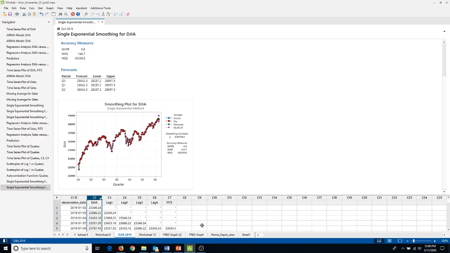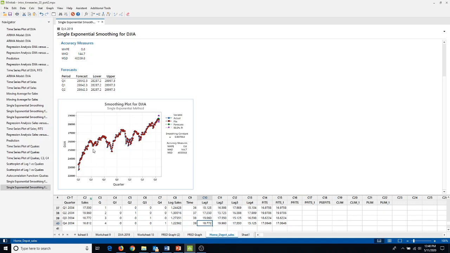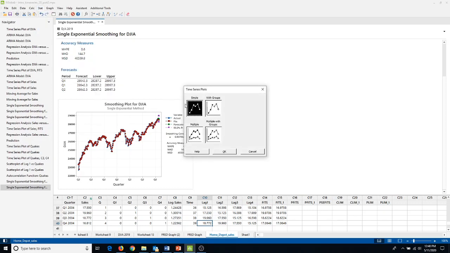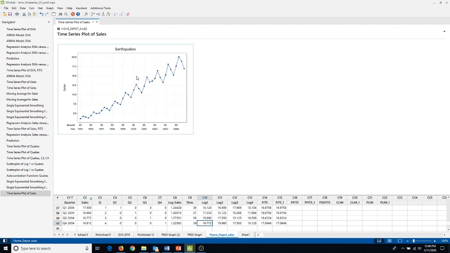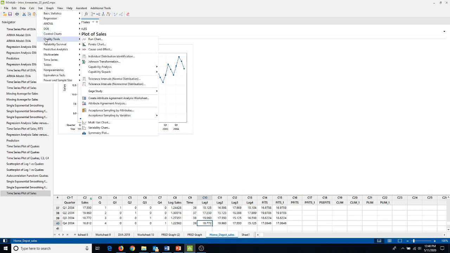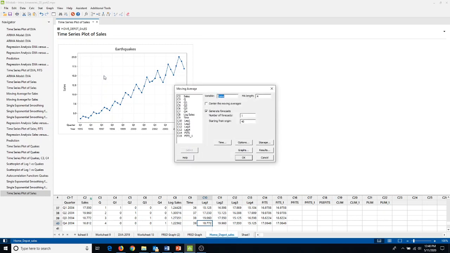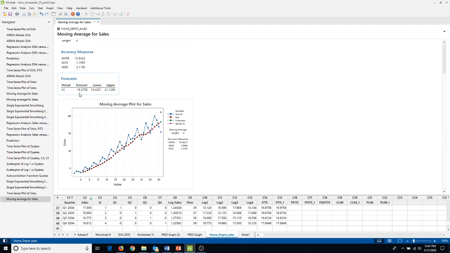First of all, I'll need to make sure that I get my Home Depot sales. Here it is. I'll do a time series plot for the Home Depot sales, and here you can see this. And I could do a moving average of, I think I wanted to do length 4. And I'm going to generate a forecast starting from the origin of 40. I can either center it or not. I could probably only do one for 40. So if I do that, it gives me what my forecast will be of $18.27 billion in sales.